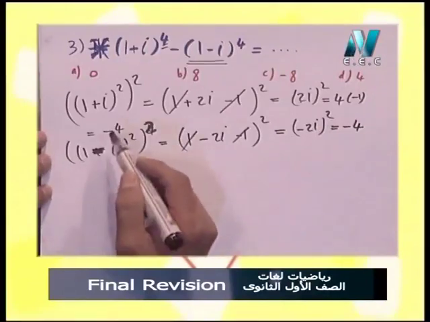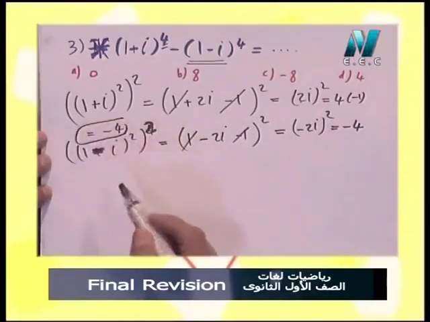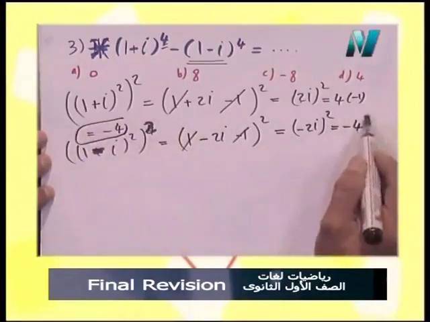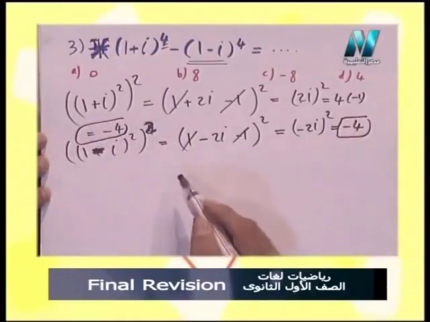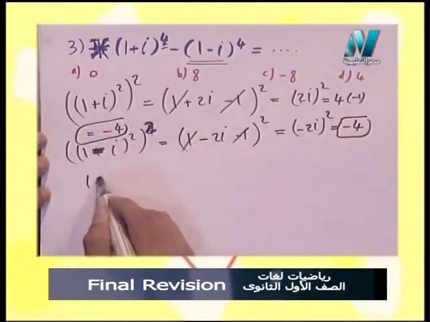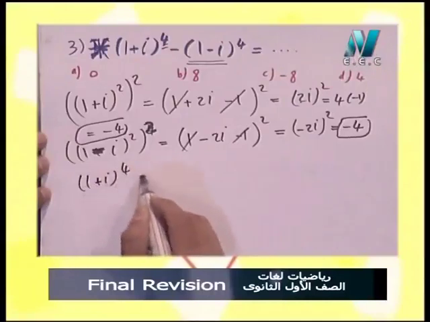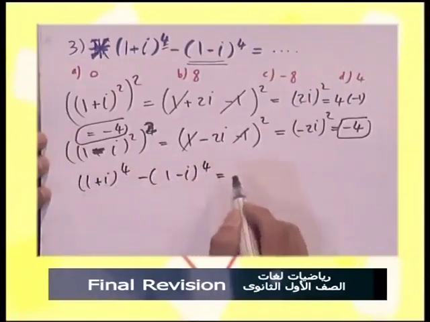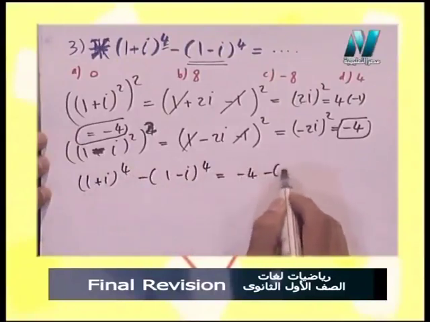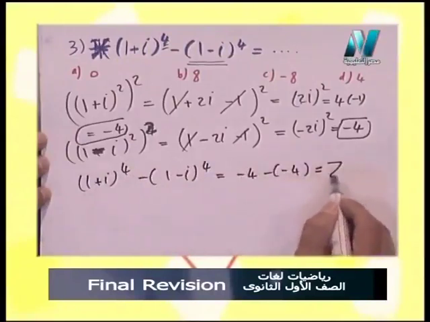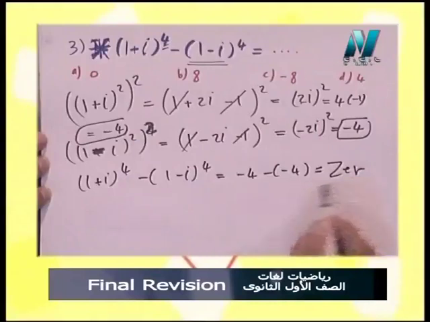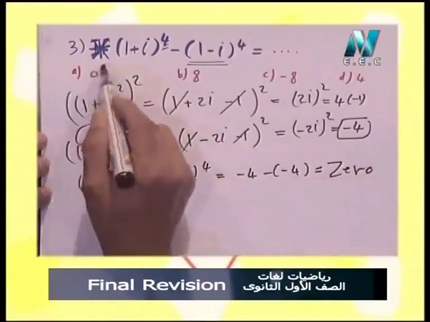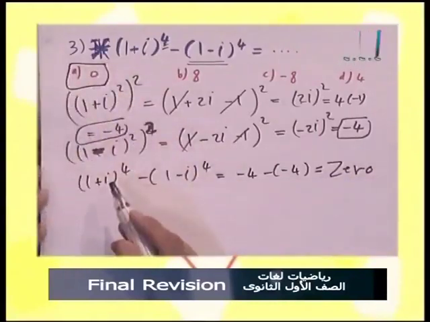We have here the first part equal to negative 4 and the second part equal to negative 4, so (1 plus i) power 4 minus (1 minus i) all power 4 equals negative 4 minus negative 4, which will be 0. So the answer of course will be 0 here.